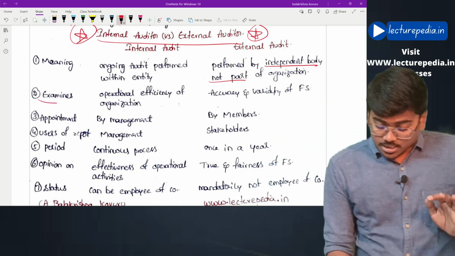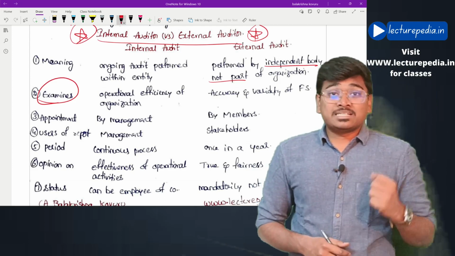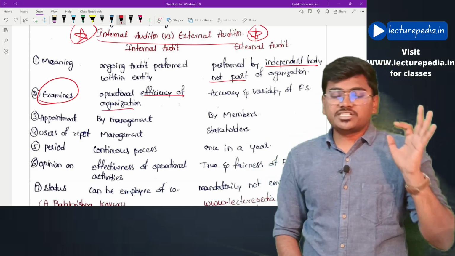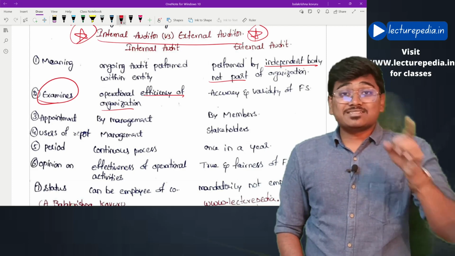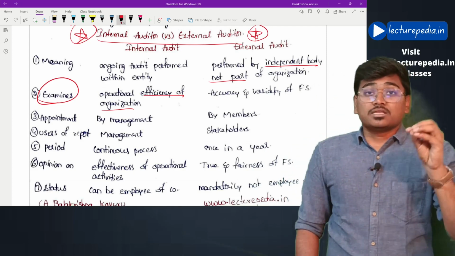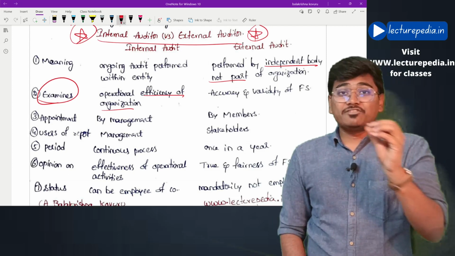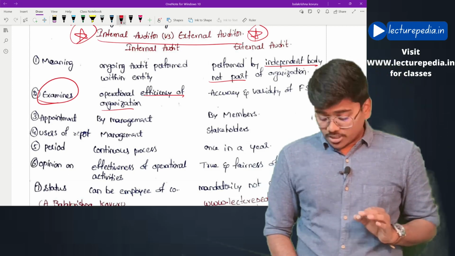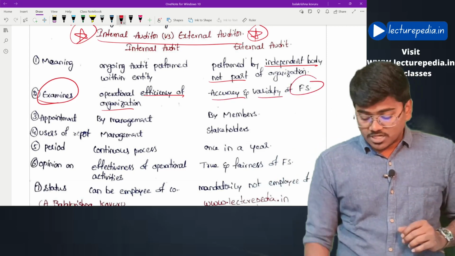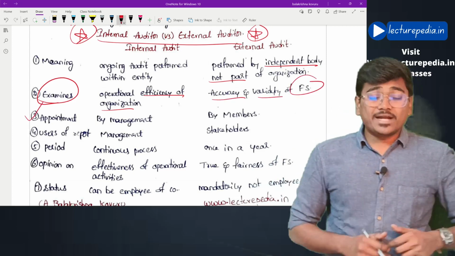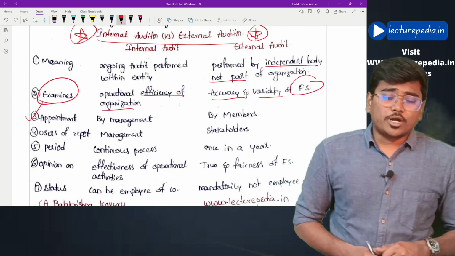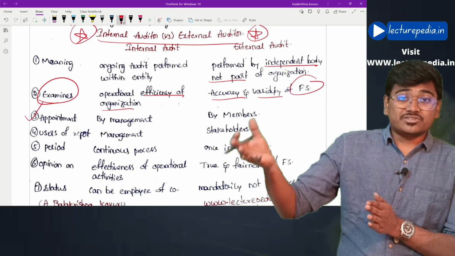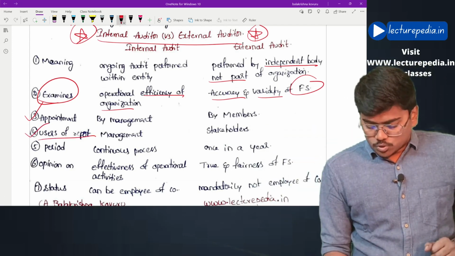Next, the internal auditor examines the operational efficiency of the organization, whereas the external auditor examines the financial statements. The true and fair view of financial statements will be verified by the auditor, along with the accuracy and validity of financial statements. And who will appoint the internal auditor? Management will appoint the internal auditor, whereas the external auditor will be appointed by members, that is shareholders.